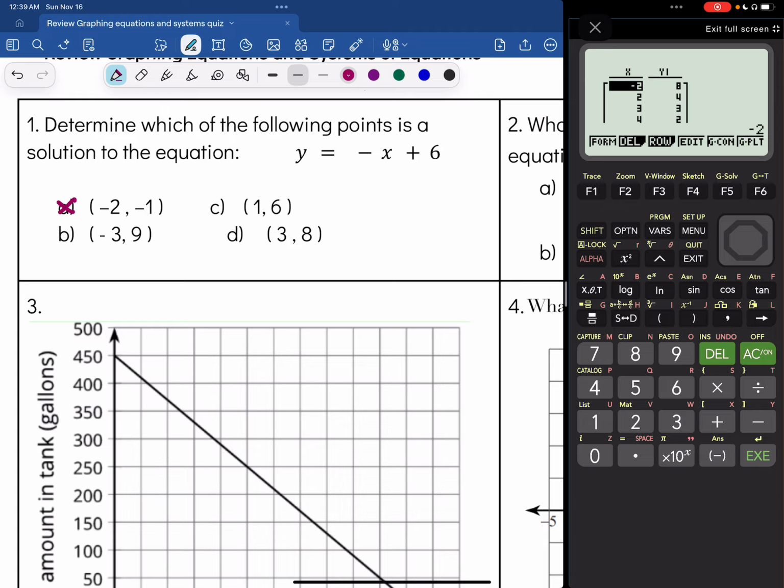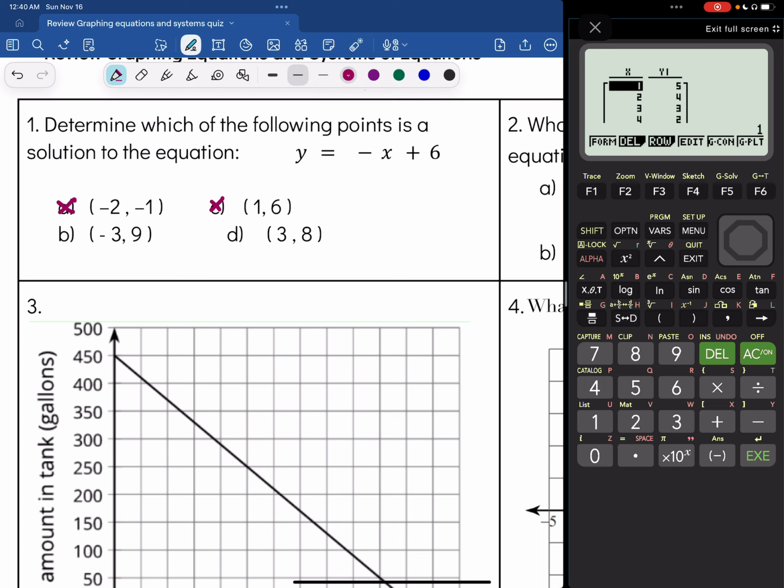Choice C, we have 1, 6. On my calculator, if I hit 1 and then hit enter, I see that when x is 1, y is 5. So obviously I can eliminate C as well because 1, 6 is not on the calculator. On the calculator, when x is 1, y is 5.